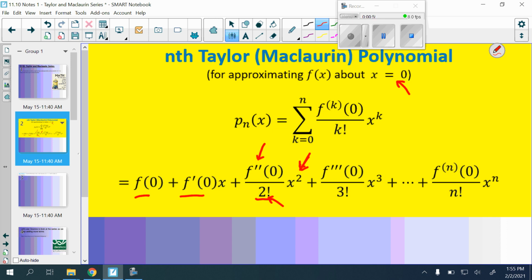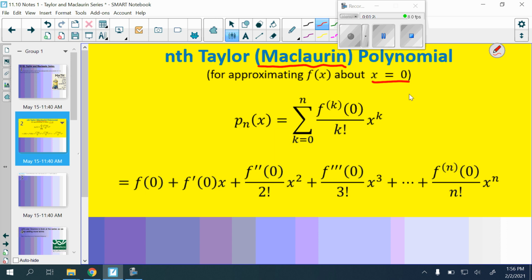Same with the derivative number 2. Here we got the third derivative, x to the third over 3 factorial. And if we continue that pattern, the nth derivative at 0 would be x to the n over n factorial. And so this is a Taylor series, and when you center a Taylor series at 0, it becomes a more specific type called a Maclaurin that we're going to be looking at today.